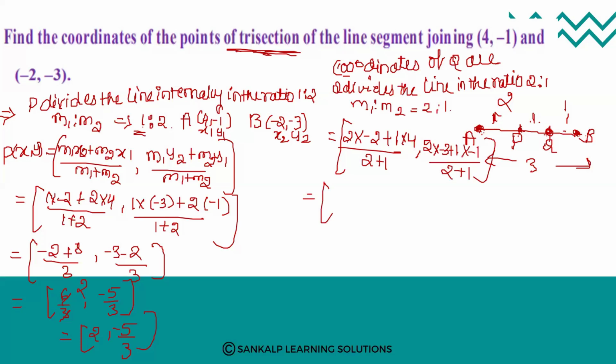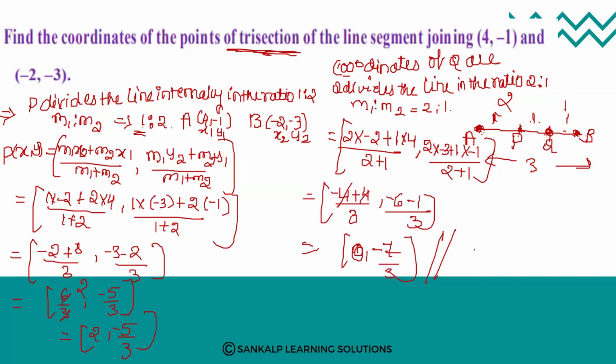Now, 2 into -2 is -4, plus 1 into 4, divided by 2 plus 1, which is 3. 2 into -3 is -6, minus 1, divided by 3. So -4 plus 4 is 0, and 0 divided by 3 is 0. You will get -6 minus 1 is -7 divided by 3. So these are the coordinates of point Q. Okay, understood?